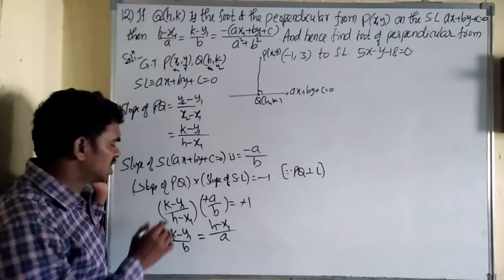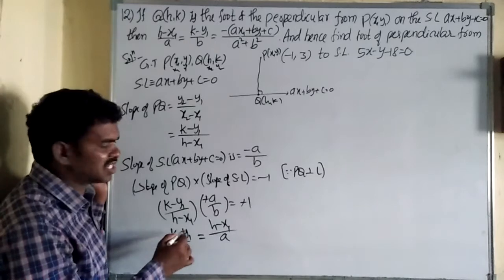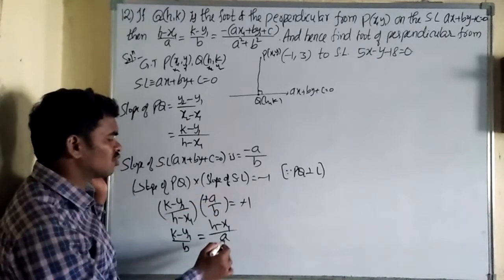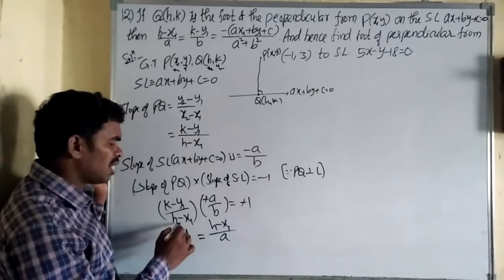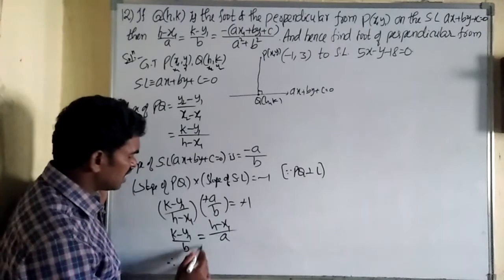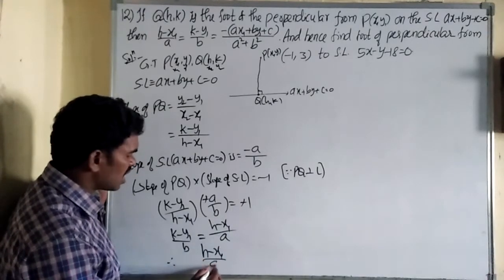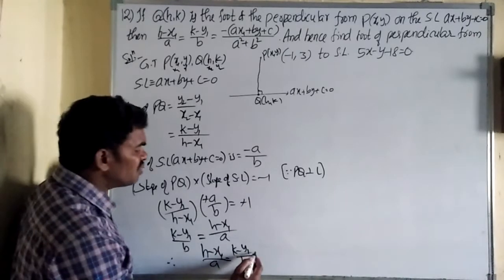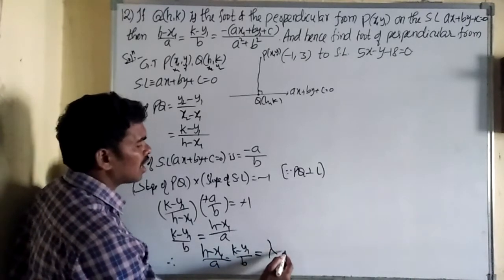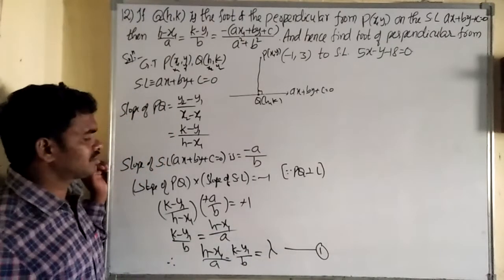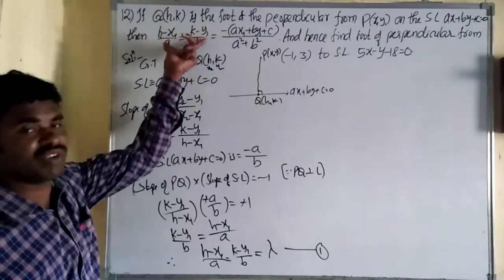Is it clear? First, k minus y1 I kept as it is, by b is there, and a sent to the right side goes to the denominator. The denominator h minus x1 sent to the right goes to the numerator. So therefore we got h minus x1 by a equal to k minus y1 by b, which is equal to some lambda. I am taking it as some lambda, and that is considered as equation 1. So 50% of the proof we got.